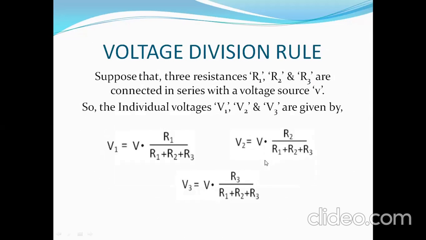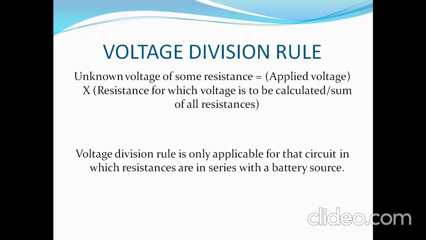Then V2, in the same way, equals V into R2 by R1 plus R2 plus R3, and V3 equals V into R3 by R1 plus R2 plus R3. So in this way we can find the voltage of an individual element, and this is called the voltage division rule.